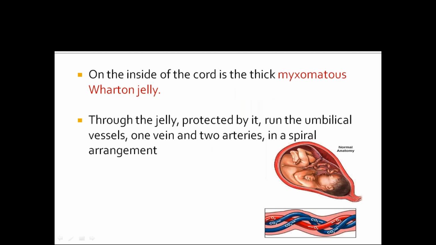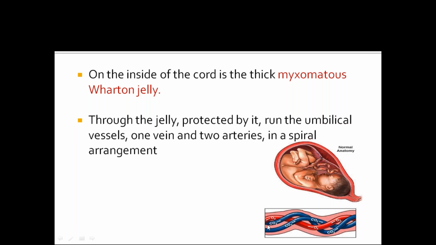Inside the cord, a thick jelly will be present, that is known as Wharton jelly. This jelly is mainly to protect it. It contains two umbilical arteries and one vein. The umbilical vein will be present in a spiral arrangement. Here, I think you can see. This is arranged in a spiral manner. Outside there will be Wharton jelly. It will give protection for these vessels.